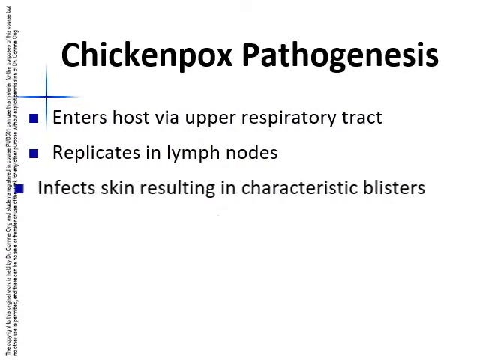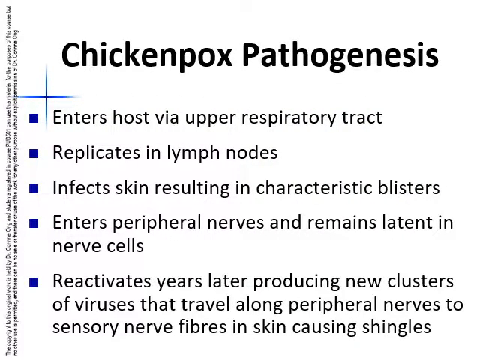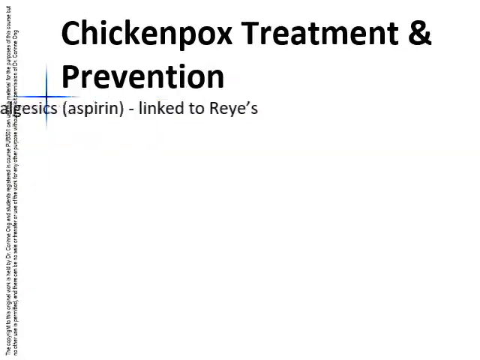The chickenpox virus enters the host via the upper respiratory tract and replicates in the lymph nodes. It then infects the skin, resulting in the characteristic blisters. It enters the peripheral nerves and remains latent in nerve cells. It can reactivate years later, producing new clusters of viruses that travel along the peripheral nerves to sensory nerve fibers in the skin, causing shingles.